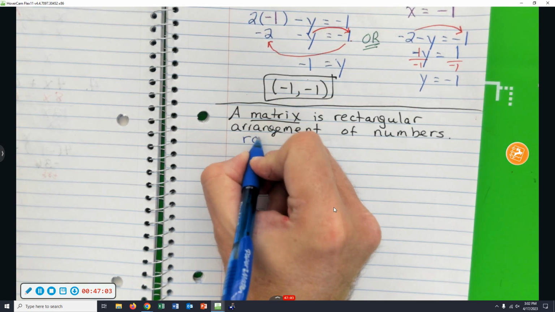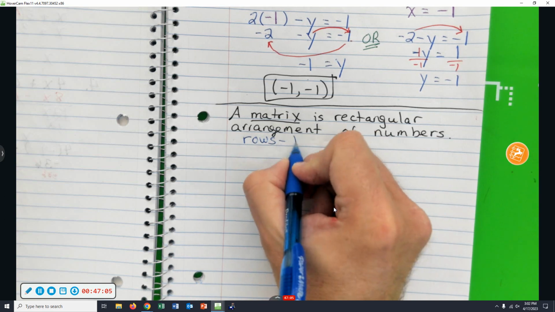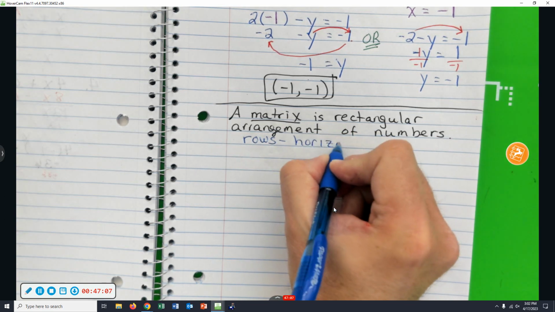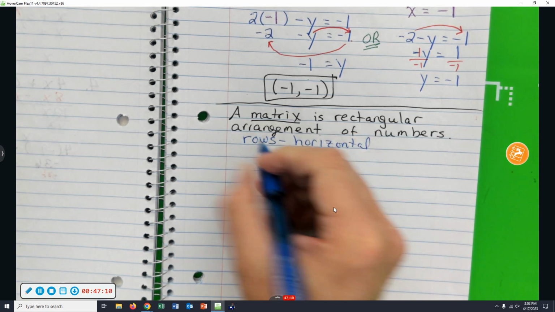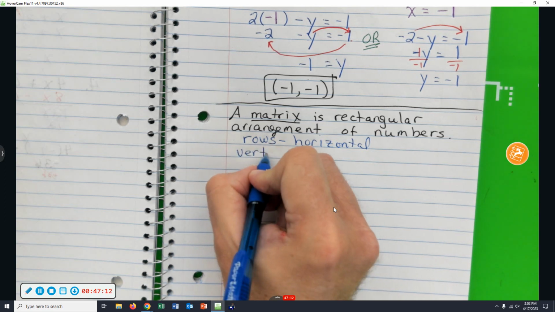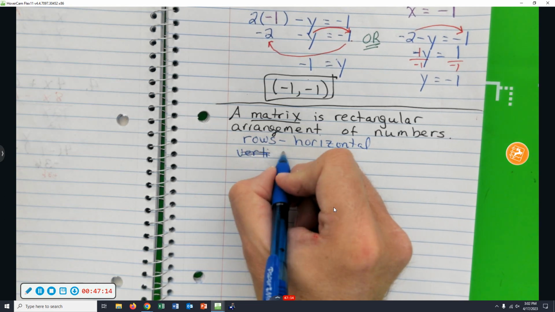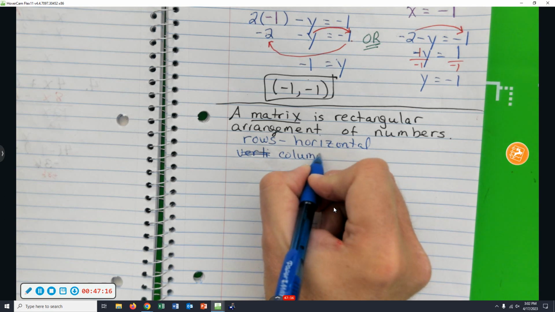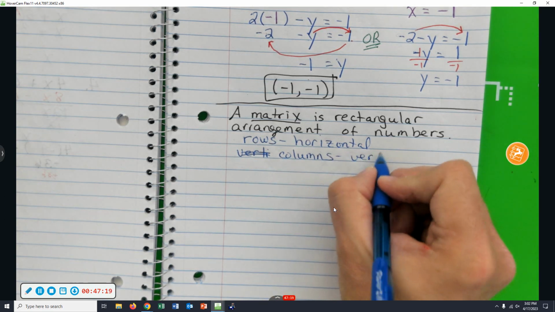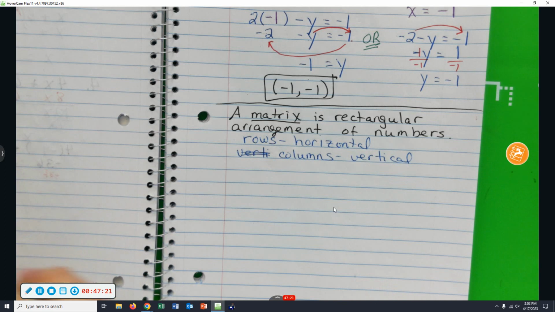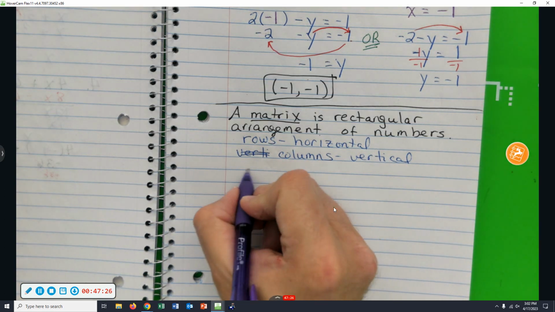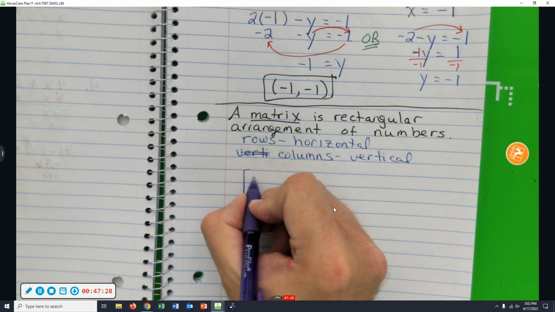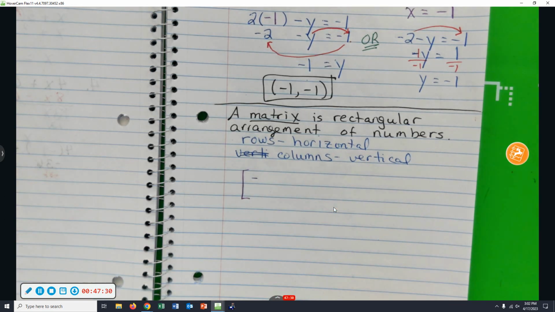The rows of a matrix, that's the horizontal. And columns are vertical. I want to write a matrix for y'all. The rows are what we call the horizontal ones, rows, the vertical ones, columns.